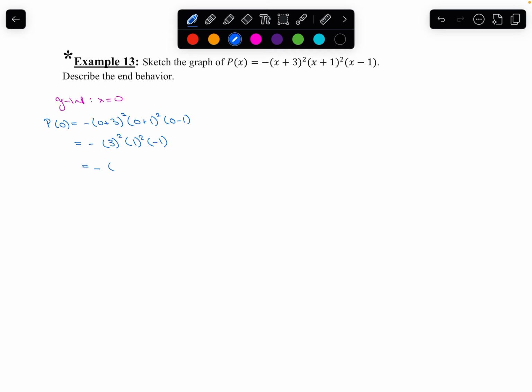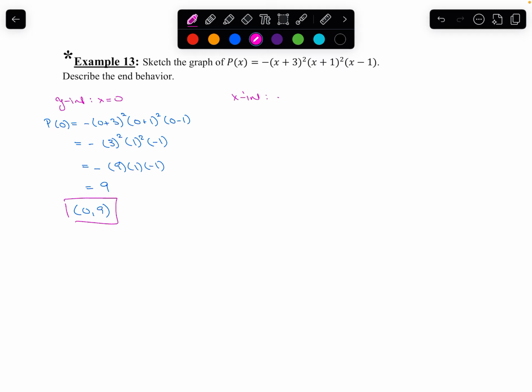Square each of the numbers first. So that's 9 times 1 times negative 1. And so negative 1, so I have a negative and then a negative, which will cancel to become positive. So then 9 times 1 is just 9. That means that my ordered pair is 0, 9. That is the y-intercept.